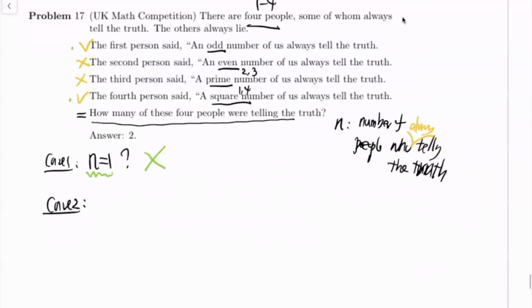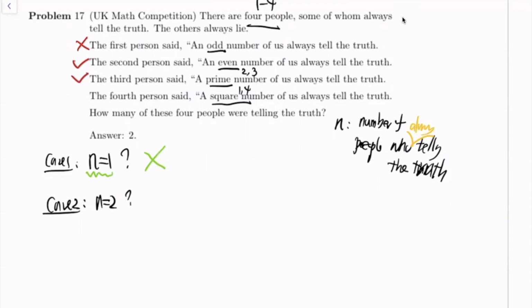All right, let's look at case 2. What if there are two people who are telling the truth? Let's see whether we can get any contradiction. If it's 2, then the first one is not correct. The second one is correct. The third one is correct because 2 is a prime number, right?